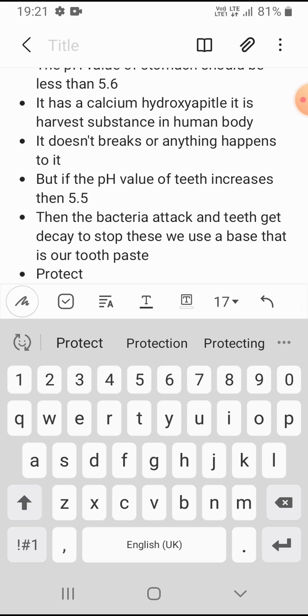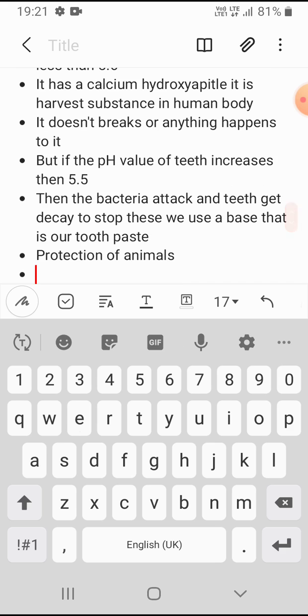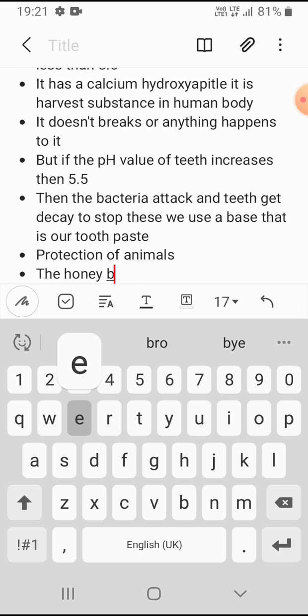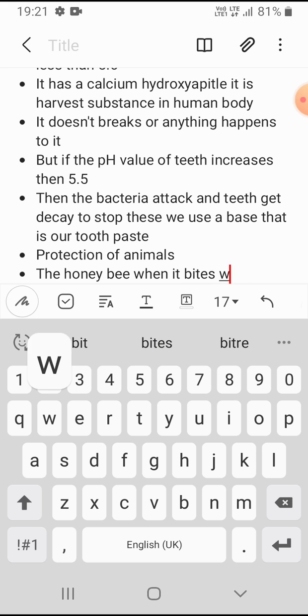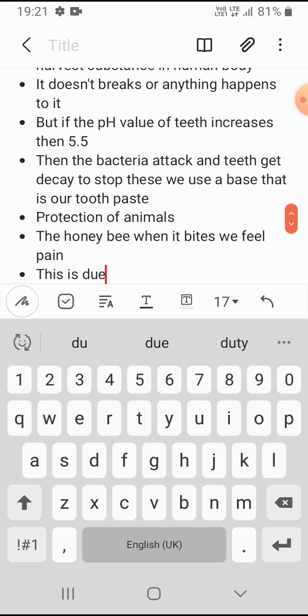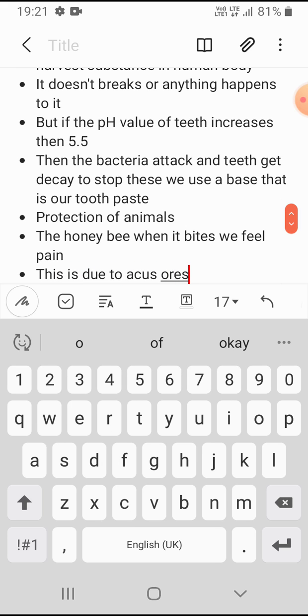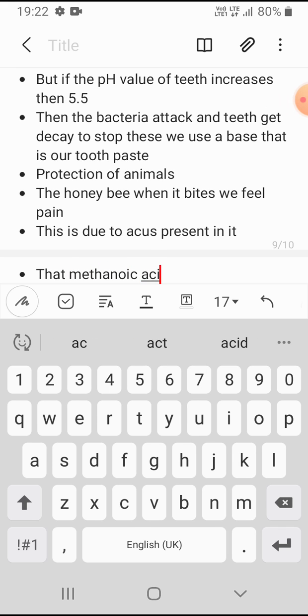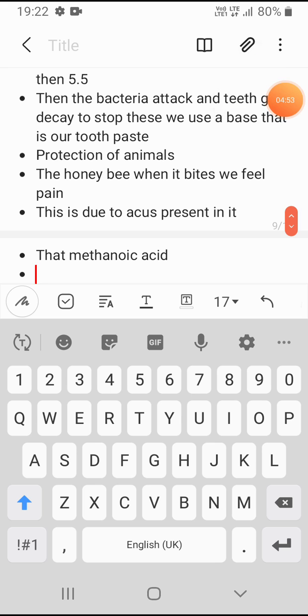And protection of animals, how they protect. When a honeybee bites, we feel pain. This is due to the acid present in it, that is methanoic acid, that causes this itching or burning or pain.